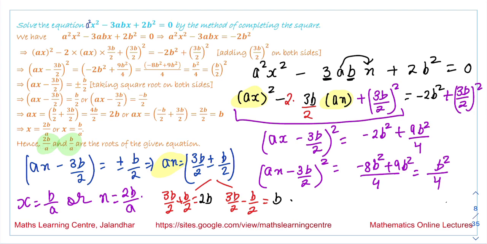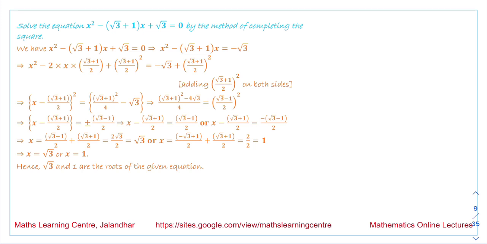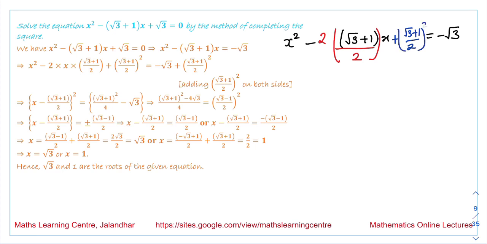Now next is x square minus root 3 plus 1 x plus root 3 equal to 0. We have to solve this equation by the method of completing the square. So we are writing this equation in the form x square minus root 3 plus 1 x, that is equal to minus square root 3. Again we are multiplying and dividing this term by 2. We are adding root 3 plus 1 by 2 whole square on this side and root 3 plus 1 by 2 whole square on this side.